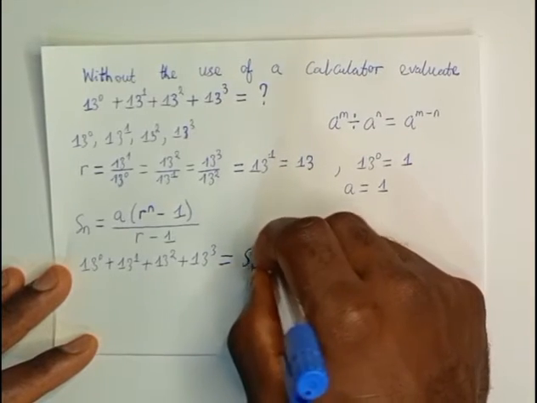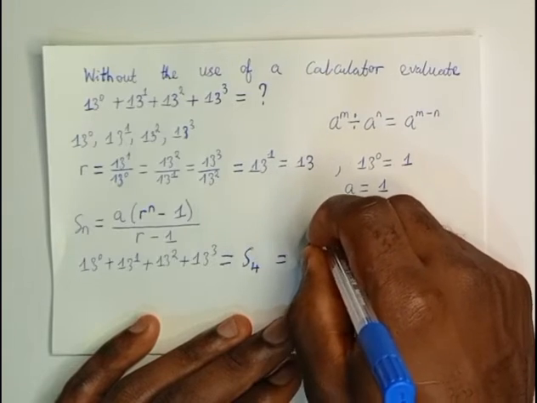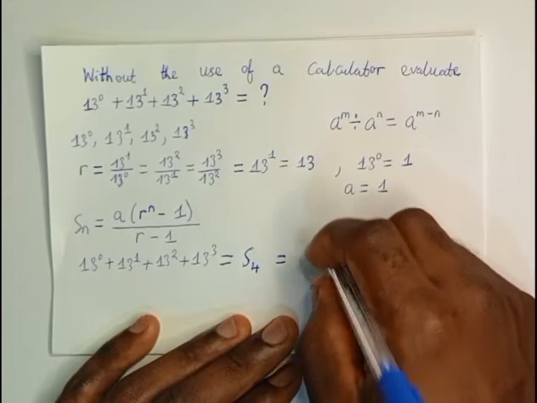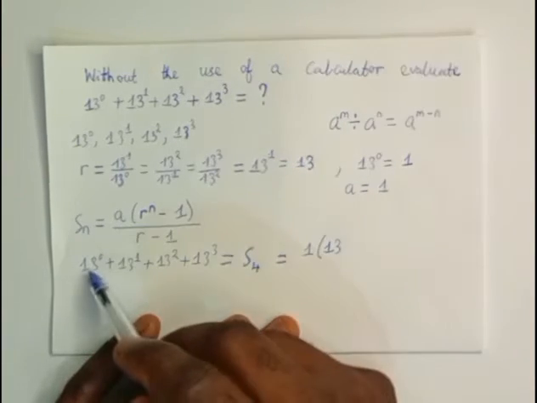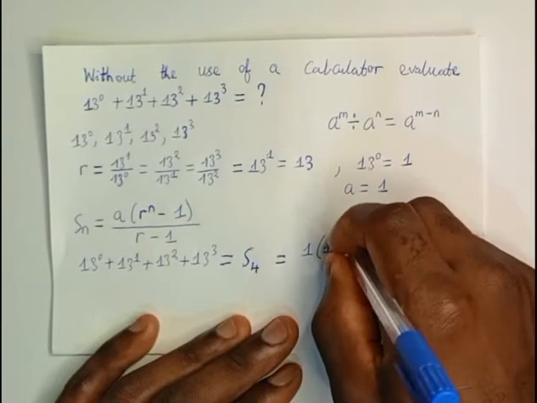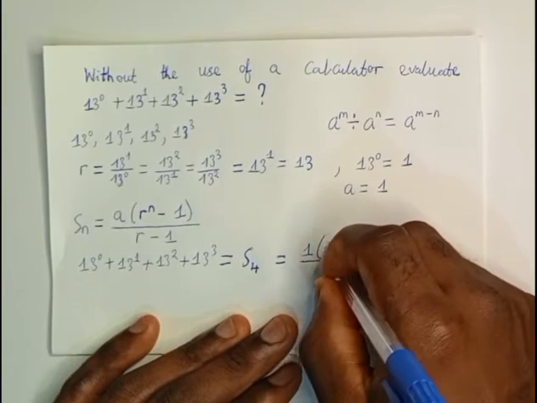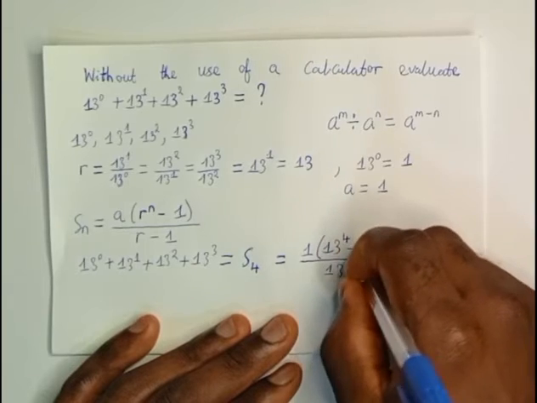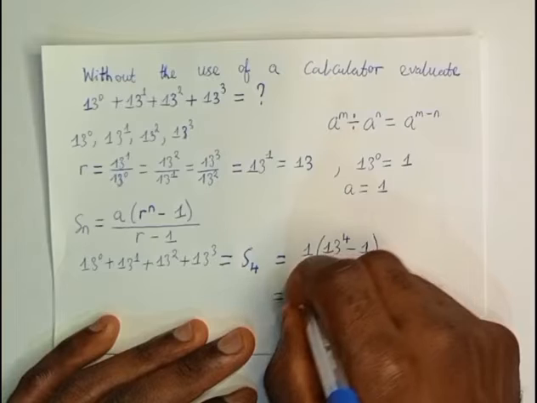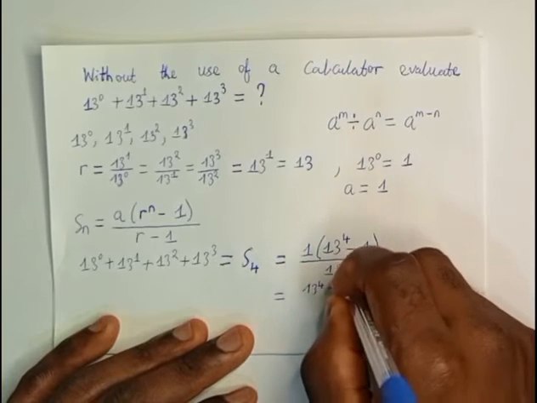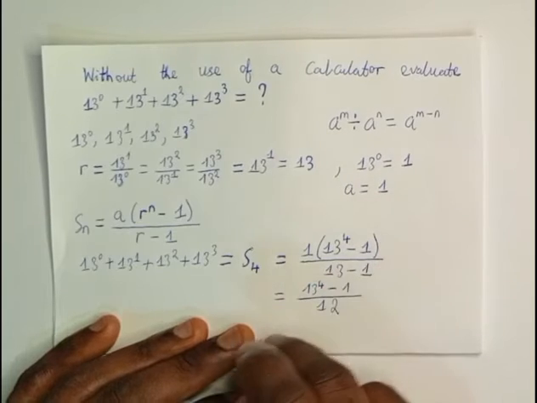S4 is simply equal to the first term E, which is 1, times the common ratio, which is 13. We are summing 1, 2, 3, 4 terms, 13 raised to the power 4 minus 1. We are to divide by 13 minus 1. This will simply give us 13 to the power 4 minus 1 all over 13 minus 1 gives us 12.